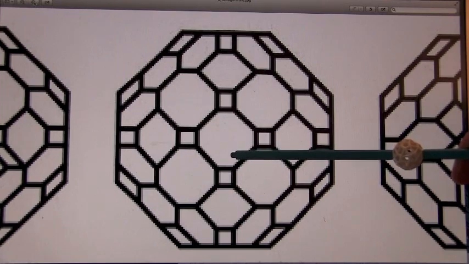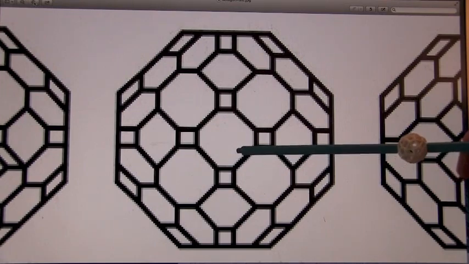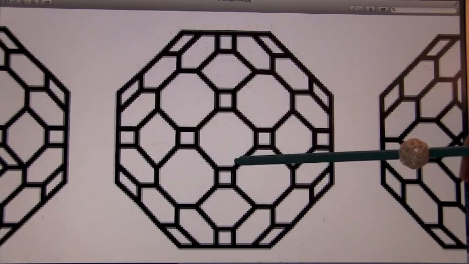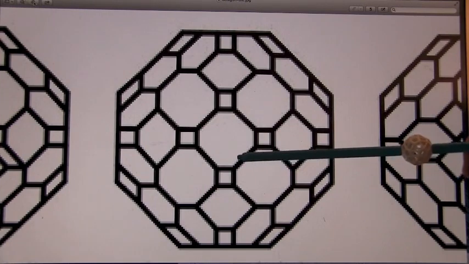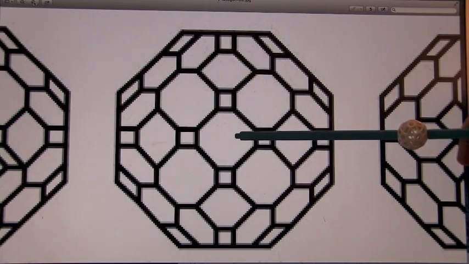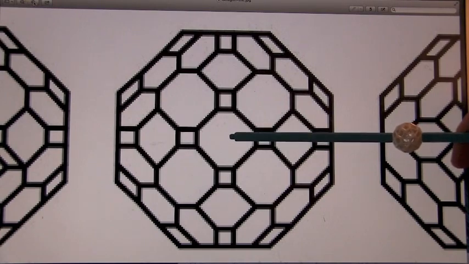6 times 180, 6 times 18 is 108. So these add up to 1080. 1080 divided by 8. Ooh, 1080 divided by 8. How are we going to do that?